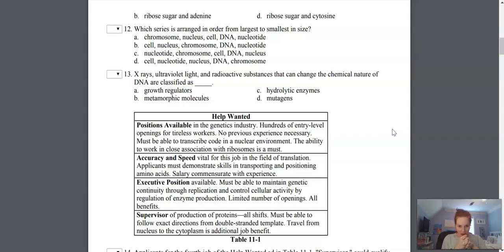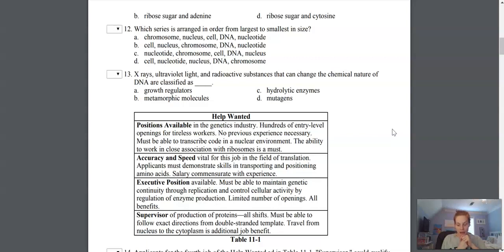The largest one of these would be, let's read what we have. Chromosome, nucleus, cell, DNA, nucleotide. All of those things are part of a cell. So cell would definitely be the biggest thing. So since cell is the biggest, that eliminates A and C, because we know cell comes first. Okay? B says nucleus is the next largest. D says nucleotide is the next largest.